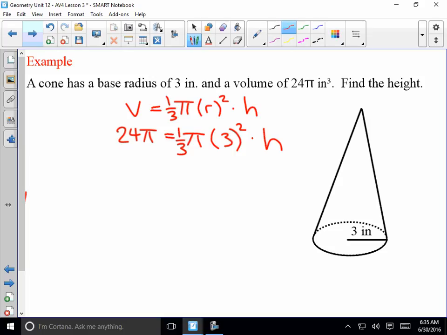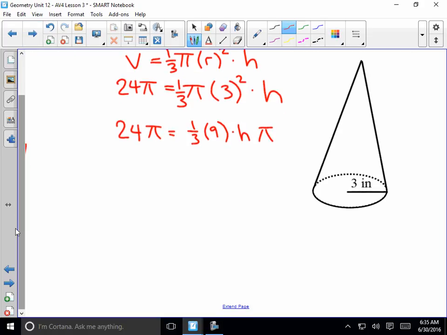So now everything that we can use is plugged into the formula, and we just need to do a little bit of simplifying. We've got 24 pi equals 1/3 of 9 times h pi. So 1/3 of 9 is 3.